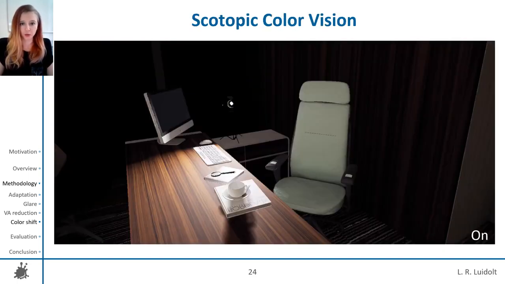After the tone mapping, we apply a lavender color shift according to the sensitivity of the rods. This is done depending on the brightness of every individual pixel. So we simulate the bluish-purple tint that we perceive in low light scenes, especially during scotopic vision.